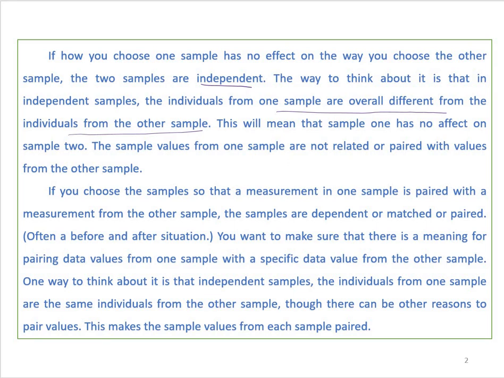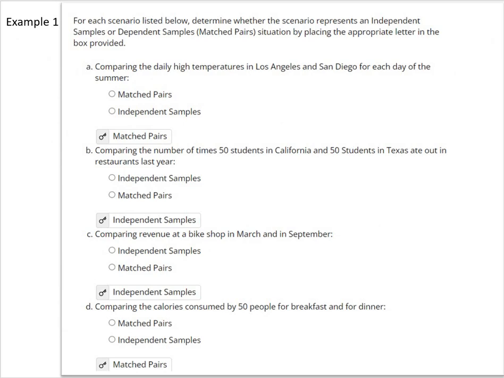And if one sample is paired with a member from the other sample, then we call them dependent, or matched pairs, or paired. So if there is a relationship or a connection between the samples, it is a dependent sample. And if there is no connection between the samples, then we call them independent samples. Okay, now let us have some examples.